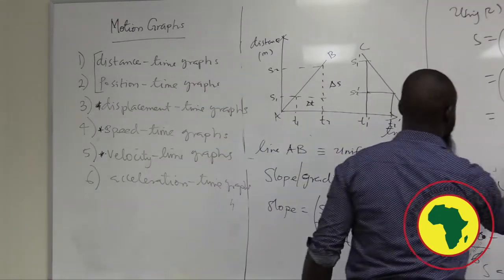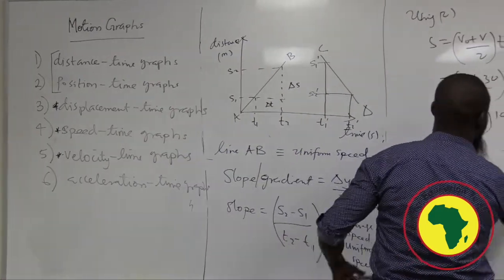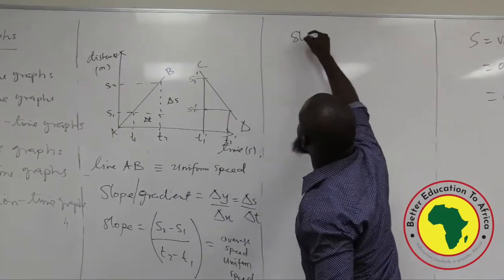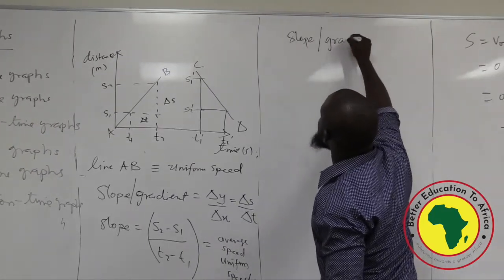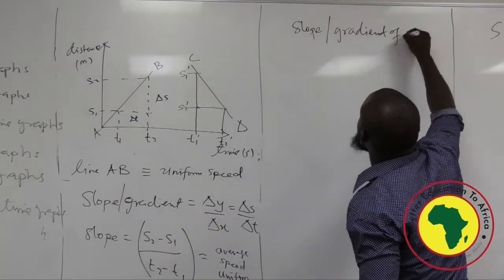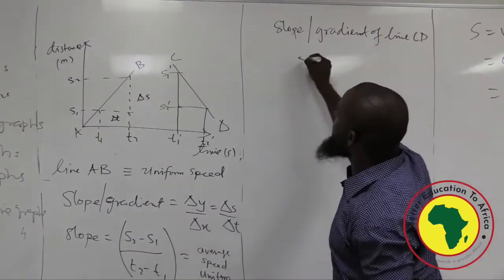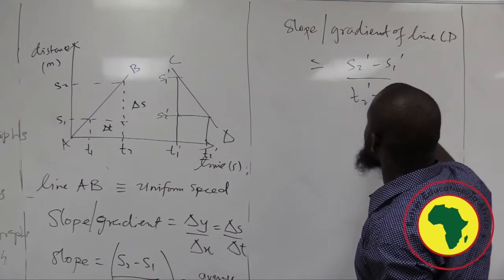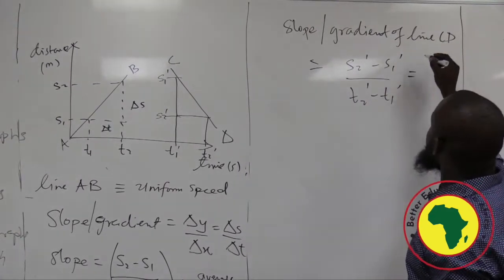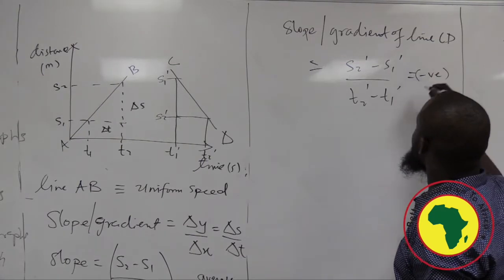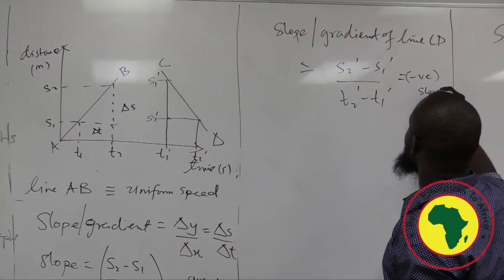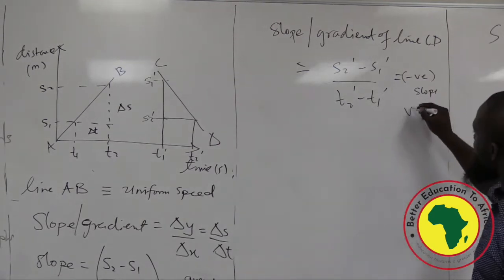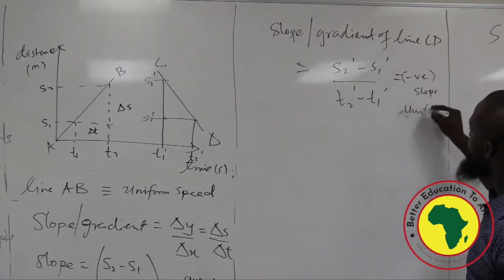So in that case, the slope or gradient of line CD is S2 prime minus S1 prime over T2 prime minus T1 prime. So this is negative. So it will be a negative slope to give you a negative number, and that number is also uniform speed.